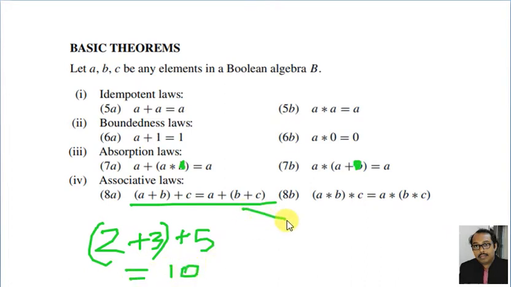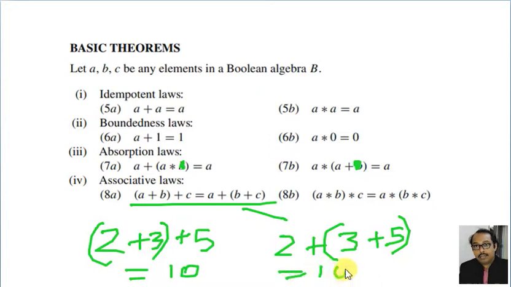Correct? Now I am doing the same thing. I am writing 2 plus, just this bracket is changed. The association is changed: 3 plus 5. What is the value? Again the value is 10. So this is called the associative law. You change the bracket, but the most important thing is to look at the values.